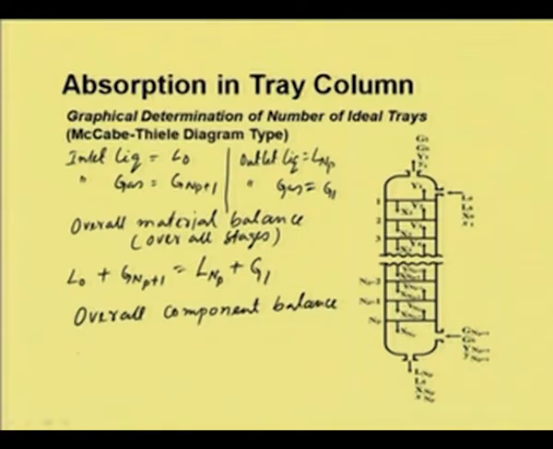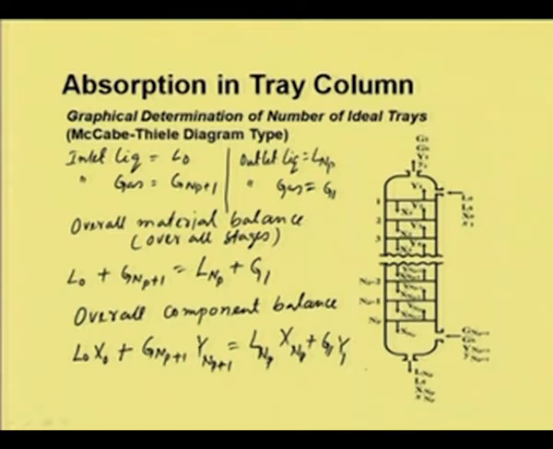would be L0 x0 plus GNP plus 1 YNP plus 1 is equal to LNP xNP plus G1 Y1. Capital X and capital Y are the mole ratios.